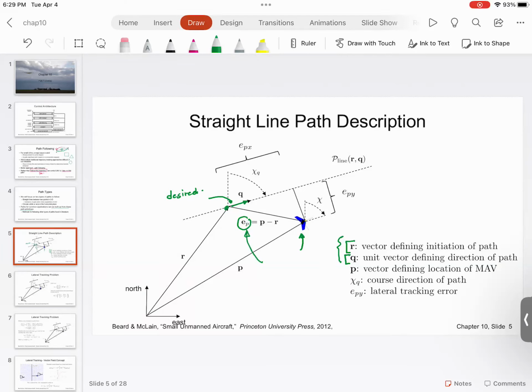But this error, once again, is not a scalar quantity, not like theta desired minus theta actual. That is not the error we are looking at. This error has two components to it: a horizontal component and a vertical component. And we are assuming that between the path and the UAV there is no error in the altitude. You just have the north and east, so you have X and Y error. We want to minimize this error.